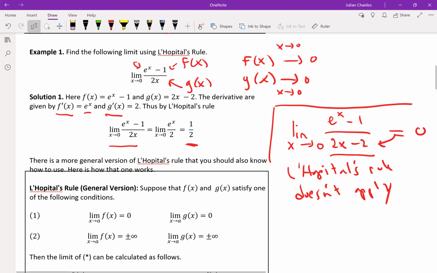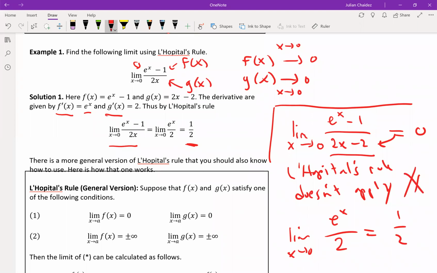And you can see that in this case, L'Hopital's rule explicitly fails, because if I compute the derivatives of both of them and take the limit as x goes to 0, the result is 1/2, which is not 0. So it's pretty easy to see that this is a situation where L'Hopital's rule fails.